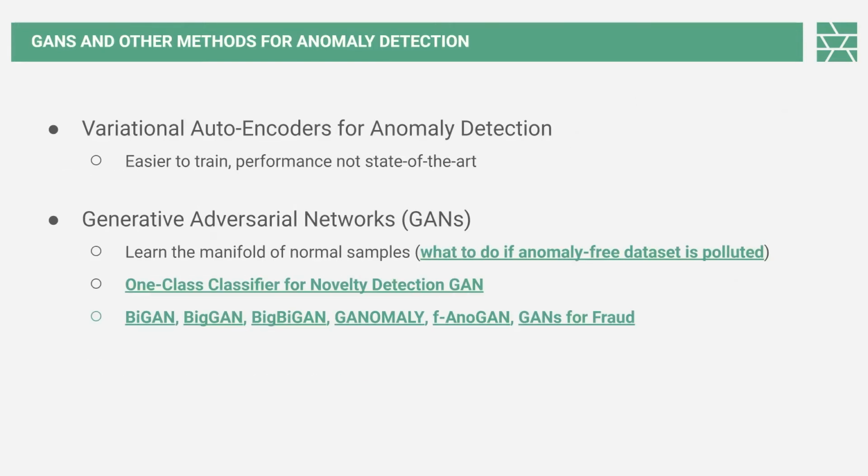So let's look at the kind of approaches you can use in deep learning for doing anomaly detection. You can use variational autoencoders, which are quite widely used, and they're easy to train, but unfortunately their performance is not the state of the art. We're going to talk a bit more about generative adversarial networks, or GANs for short. And what GANs do is that they'll learn the input distribution, in our case, of the transactions. So we'll have many features to describe these transactions, and the GAN will learn a manifold of the normal samples.